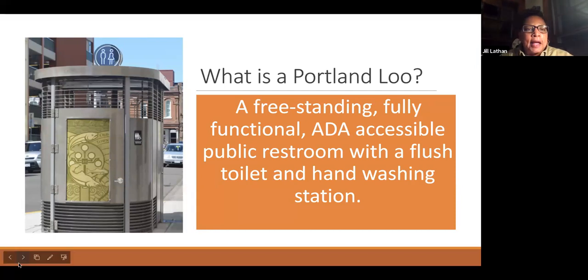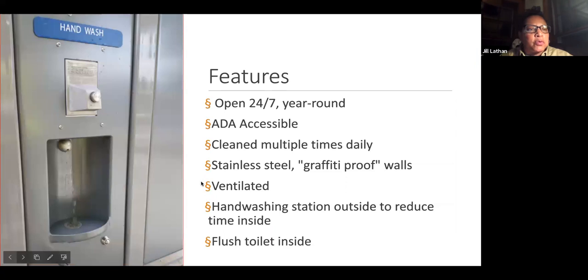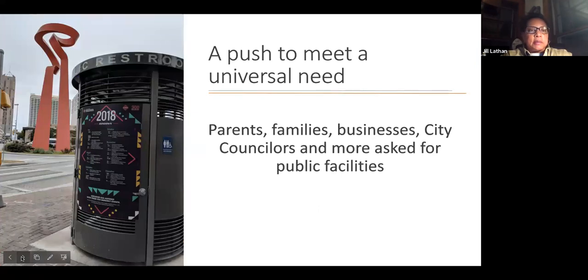Next slide. These units are open 24/7. They're ADA accessible. They have stainless steel. They're ventilated. Again, hand washing stations and fully functioning to flush the toilet. So these kind of came out of a universal need for folks in our community. So we're putting 3 of these units in our business districts. So we have in East Somerville. We have also in Davis Square and Union Square. So those are the 3 that they're going to be placed.